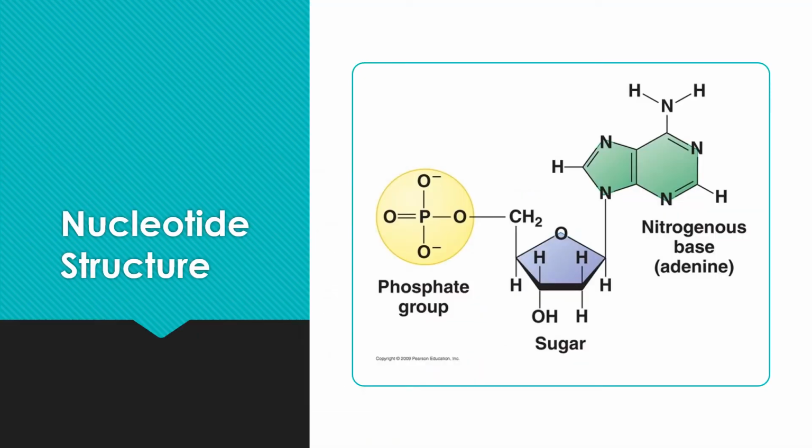A nucleotide is a molecule made up of a phosphate group, a 5-carbon sugar, in this case called deoxyribose, and a nitrogenous base. There are 4 different nitrogenous bases: adenine, guanine, cytosine, and thymine, that form the DNA. This structure of the nucleotide is very important because it's the base of the structure of DNA.